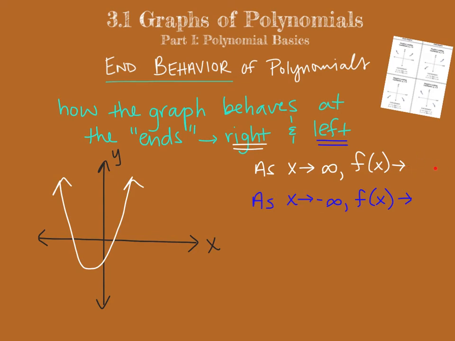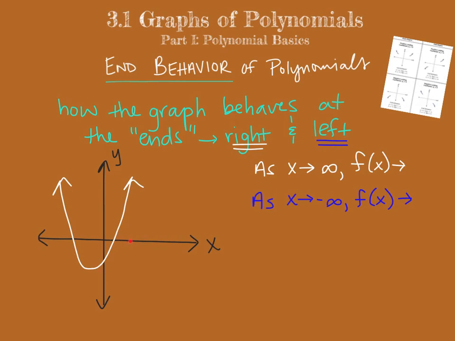Note that I have erased here. This stays the same all the time. To describe right end behavior, it's as x approaches positive infinity because we're looking to the right. And then we say, what is our graph doing? This is the part that we need to fill in. This is our left end behavior always. As x approaches negative infinity, it means we're looking all the way to the left and seeing what our graph does. So let's take a look at our quadratic here.